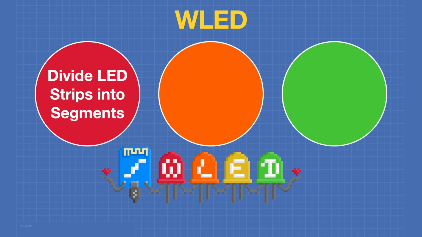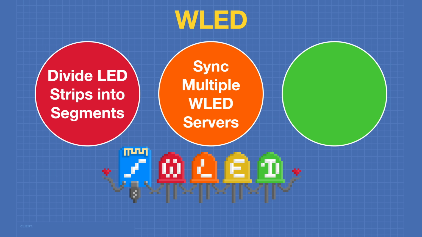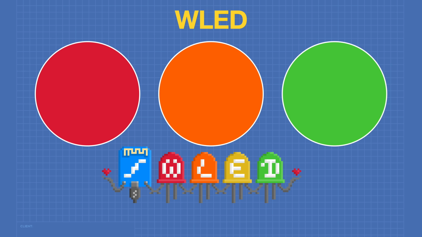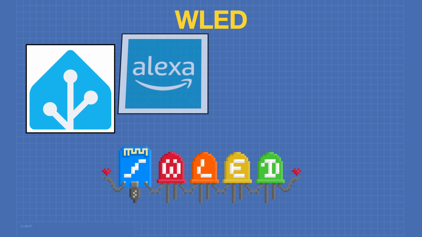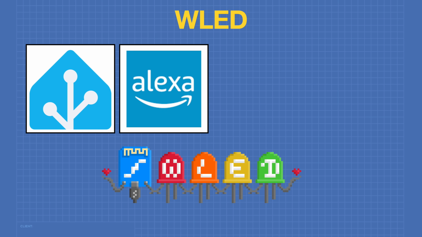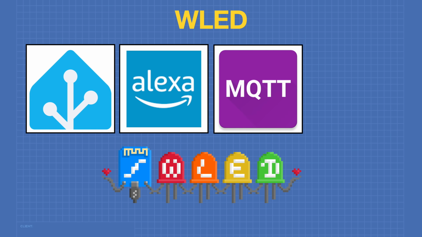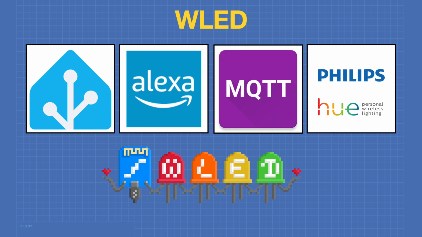WLED allows you to divide an LED strip into different segments. You can also synchronize multiple WLED servers. The product can be connected to other products through its API support. WLED can be interfaced with many smart home systems, including Home Assistant and the Amazon Alexa system. It can be interfaced with MQTT for advanced configurations, and it's also compatible with the Philips Hue Hub.